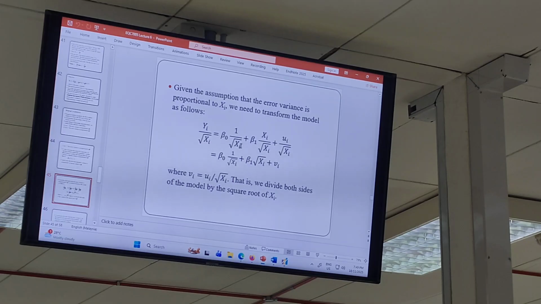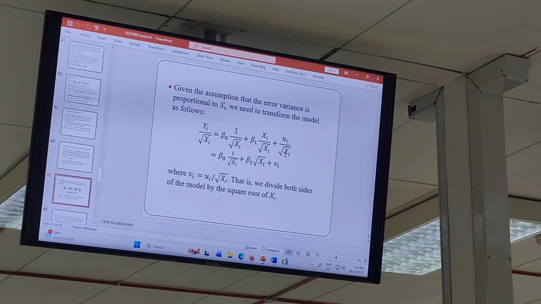Understand? This is an example where you have more than one x, so you divide by the square root of the x that produces the problem. Again, the intercept, originally beta 0, you divide as well. So it's just like we have a new independent variable, 1 over the square root of that particular x. And then you have xi over the square root of xi, so it's just the square root of x.